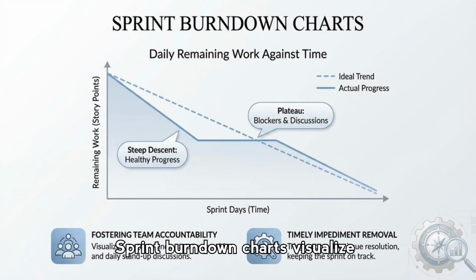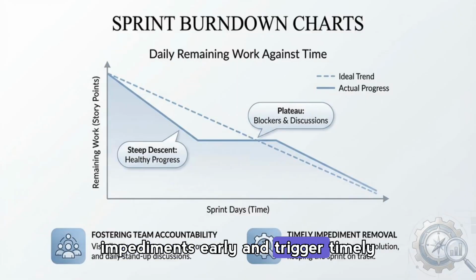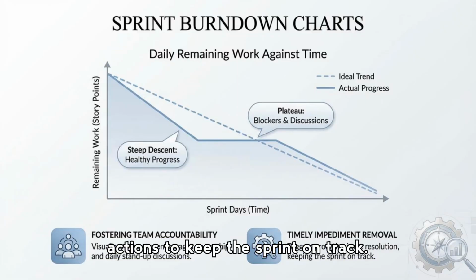Sprint burndown charts visualize daily remaining work against time and make progress tangible. The ideal trend versus actual line shows healthy steep descents when work is being completed and plateaus when blockers appear. These charts foster team accountability, surface impediments early, and trigger timely actions to keep the sprint on track.